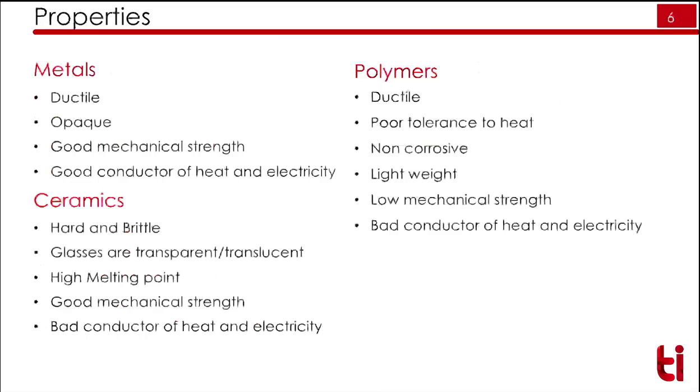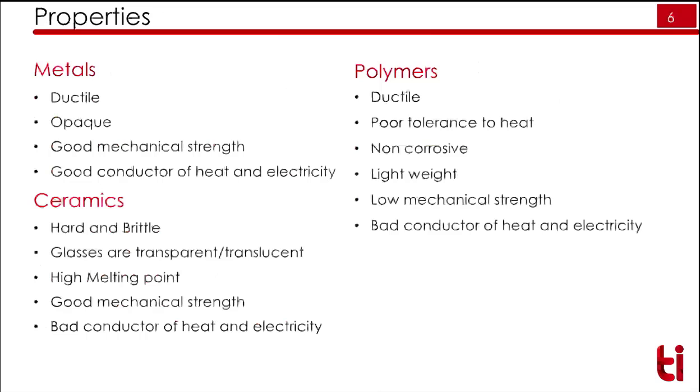Metals are opaque in nature, while ceramics and glasses are generally transparent or translucent. And metals have good mechanical strength, while glasses have low mechanical strength, but ceramics have good mechanical strength. Metals are good conductors of heat and electricity. The ceramics are bad conductors of heat and electricity.